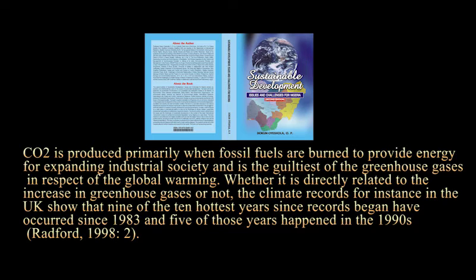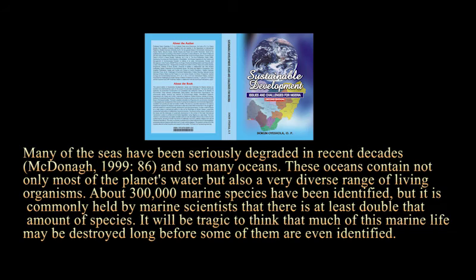Whether it is directly related to the increase in greenhouse gases or not, the climate records, for instance in the UK, show that 9 of the 10 hottest years since records began have occurred since 1983, and 5 of those years happened in the 1990s (Radford, 1998, 2). Many of the seas have been seriously degraded in recent decades (McDonough, 1999, 86), and so many oceans. These oceans contain not only most of the planet's water but also a very diverse range of living organisms.